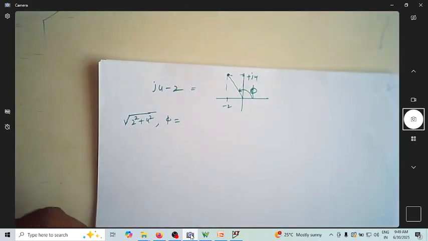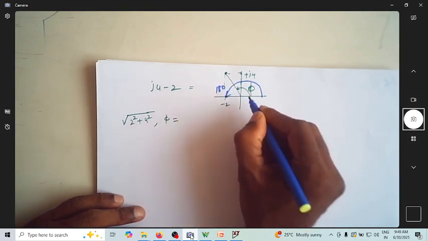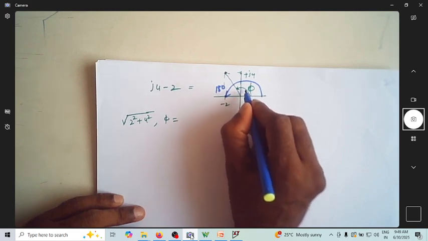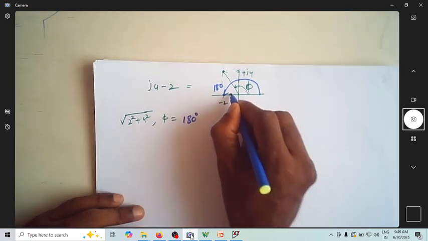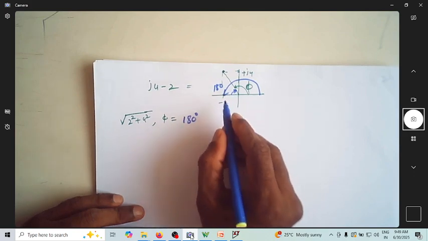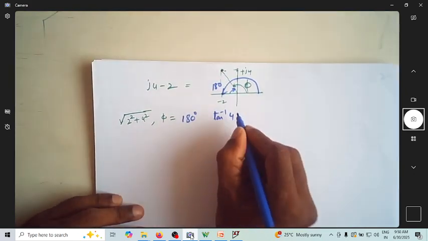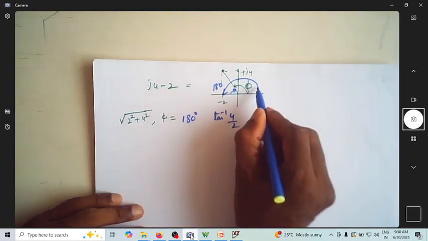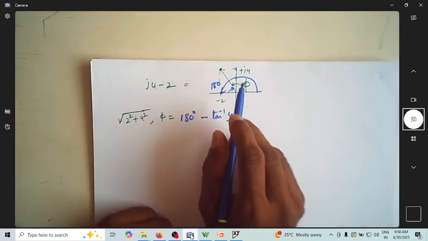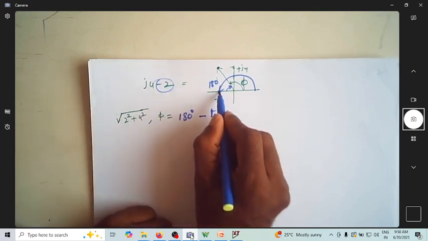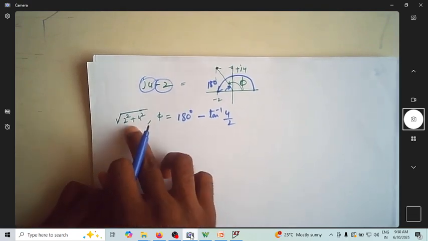This is overall 180 degrees, and it is difficult to know this angle directly. So what we'll do is, we know this is 180 degrees, and I know this other angle. This angle is tan inverse of opposite over adjacent. The opposite is 4, the adjacent is 2. So it is 180 degrees minus this angle. So if you have the real part as negative and the imaginary part as positive, this is the magnitude and the phase angle.